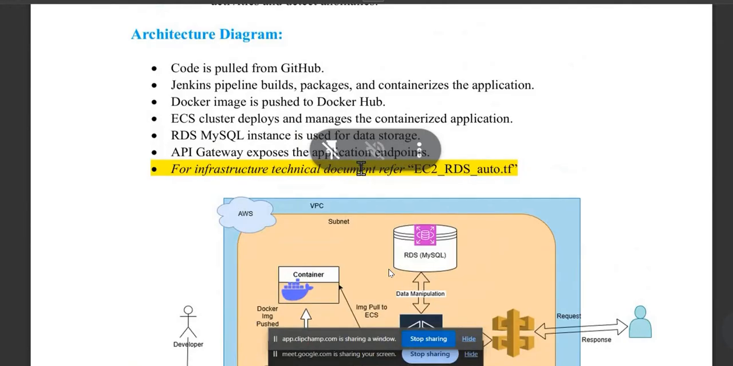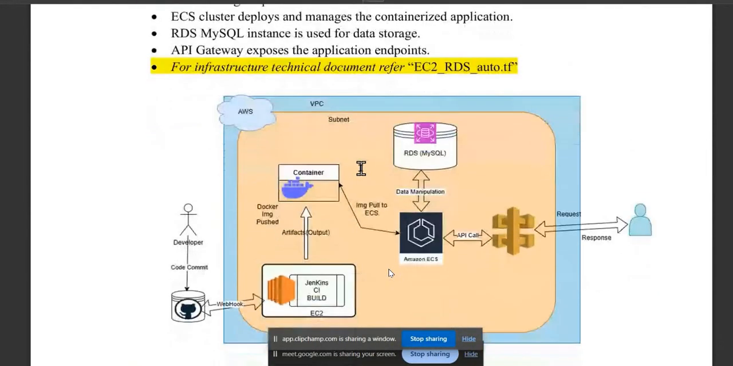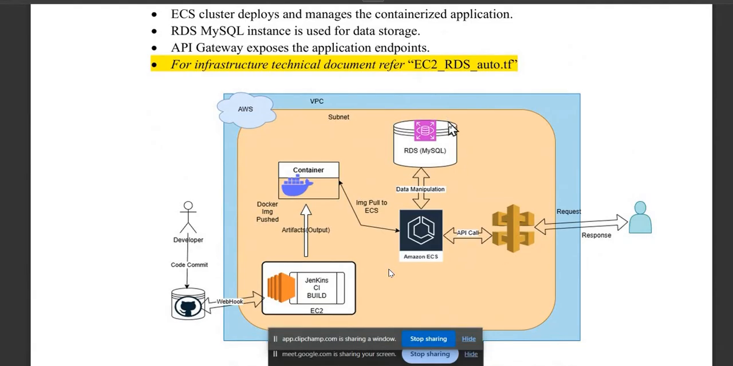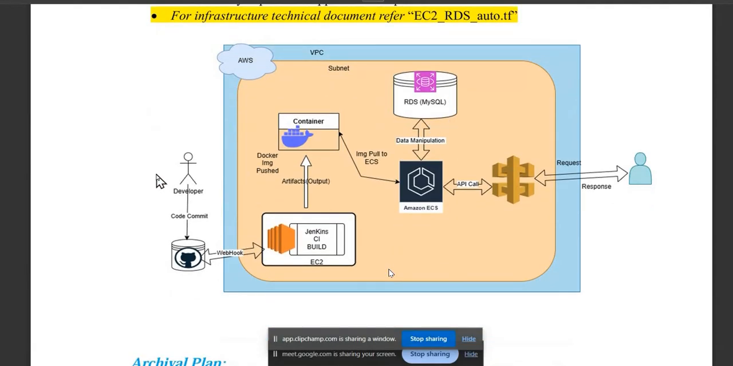So the architectural diagram for complete automation, from pulling the code from GitHub to deploying it into the server. So this is my architectural diagram. Whenever the developer commits the code into the GitHub repository, GitHub will notify the Jenkins pipeline that new changes have been committed in the repository, and ask it to go ahead and build a new job.